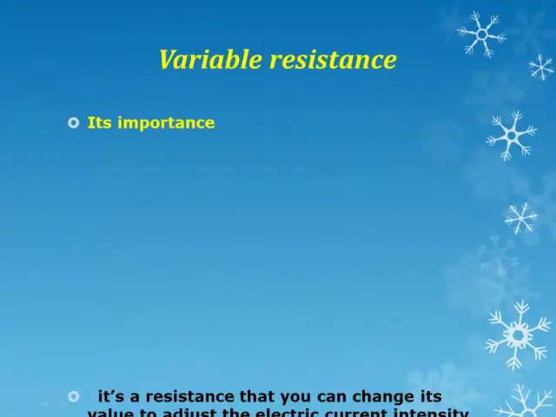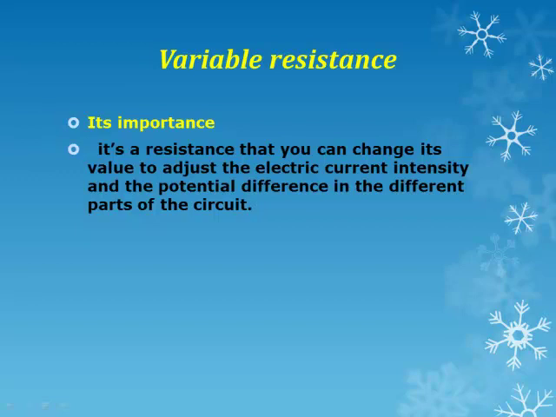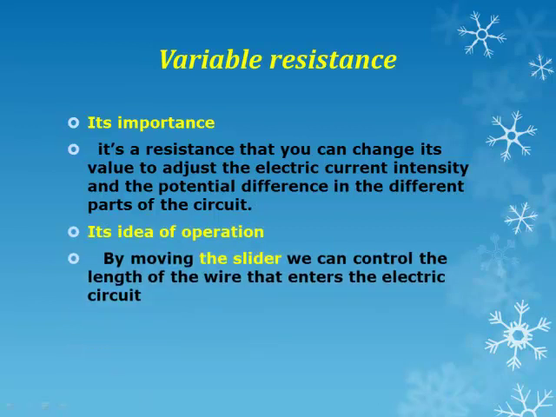About the importance: it is a resistance whose value you can change to adjust the electric current intensity and the potential difference in the different parts of the circuit. What's meant by this? We can change its value by changing its length, so we change its resistance. So we can adjust the electric current intensity and the potential difference. The idea is that by moving the slider, we can control the length of the wire that enters the electric circuit. So with the slider, we can control the length, we can control the resistance, so we can control what? Electric current intensity and potential difference.